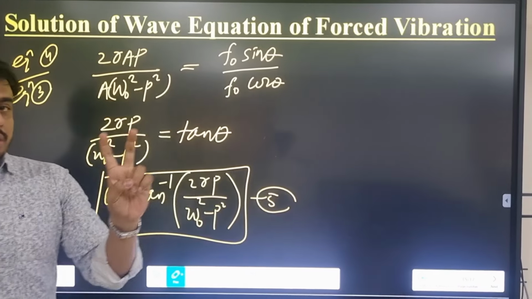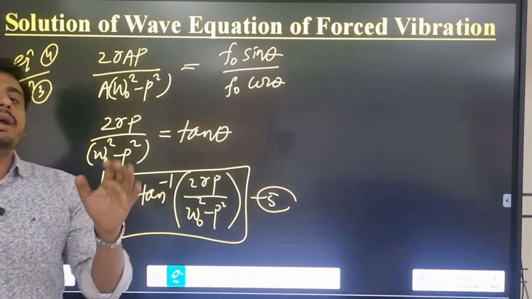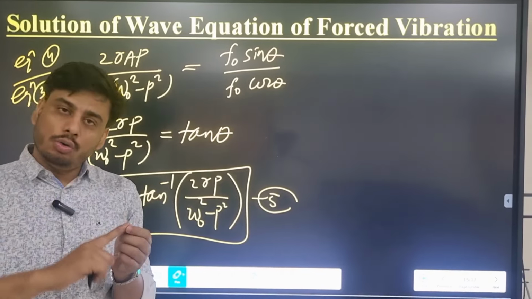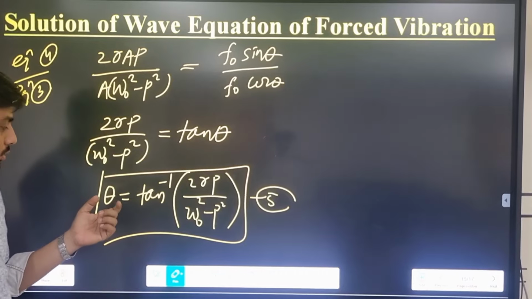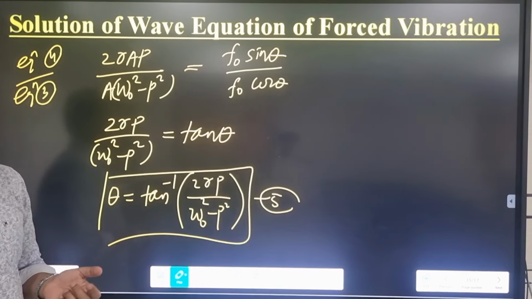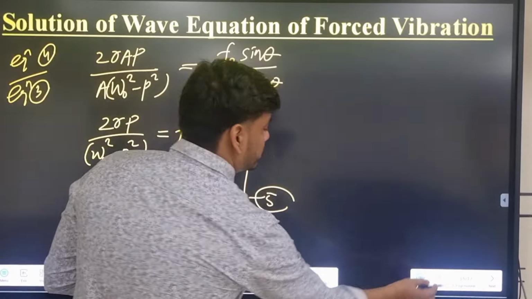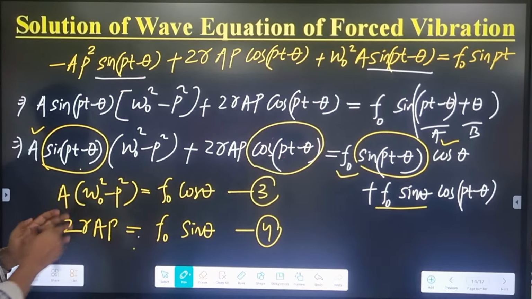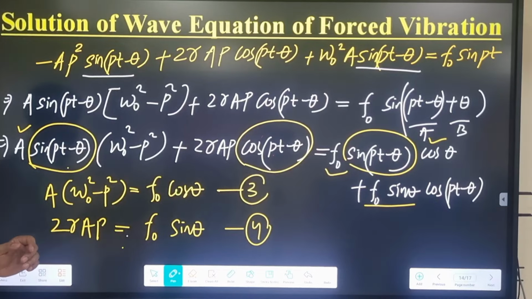So out of two unknown quantities, because we have considered the solution y2 as a sine pt minus theta, where a is unknown and theta is also unknown, we get the expression for theta. Now our aim is to calculate a. So if we see equation number 3 and 4, if we square both sides and add, then we will find the expression for a.